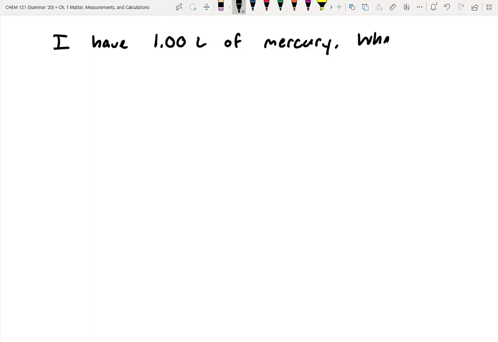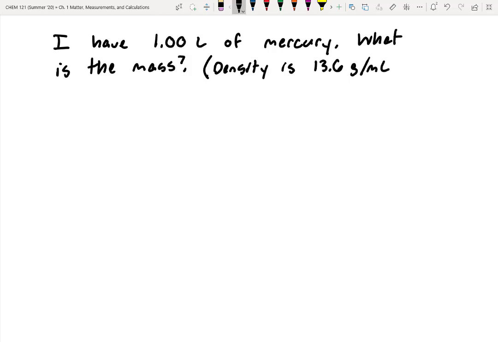What is the mass? And I will give you a hint that the density is 13.6 grams per milliliter. So roughly, this question is saying I've got a Nalgene bottle size full of mercury, meaning 1 liter is approximately a Nalgene. What is the mass of that Nalgene bottle? So let's go ahead and plug this in.